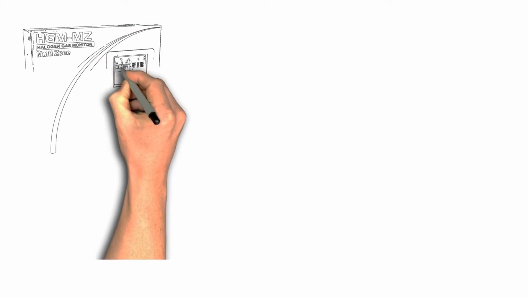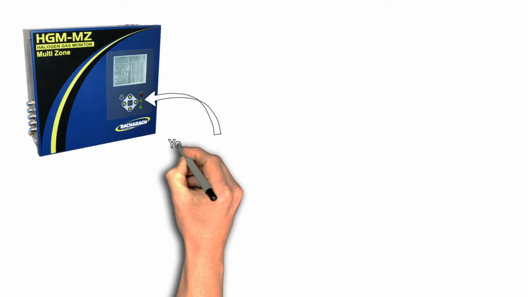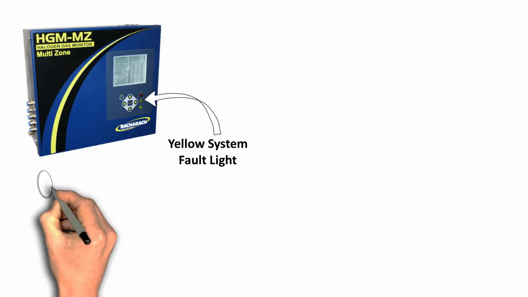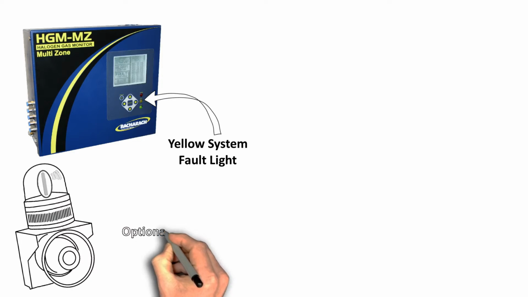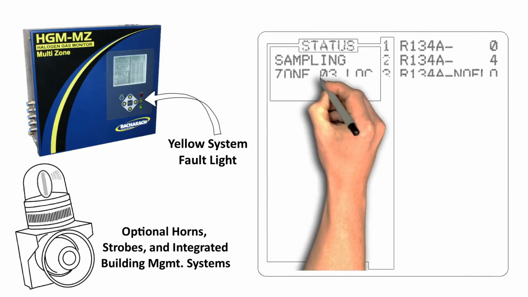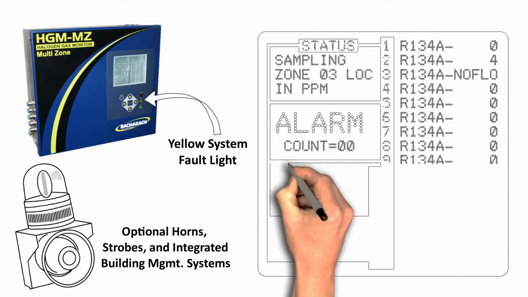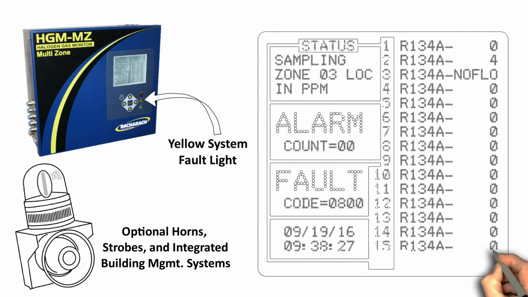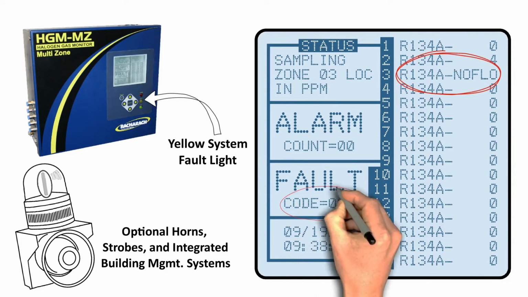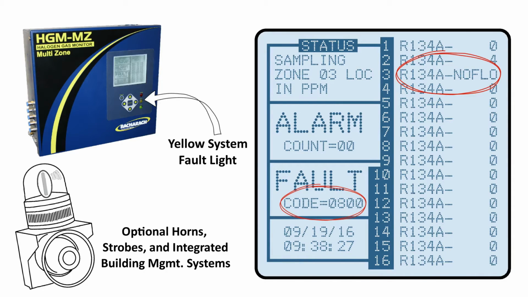The multi-zone gas monitor alerts you if a fault exists. The yellow system fault light is one indicator. Other alert devices may include optional horns, strobes, and even integrated building management systems. In the case of a no-flow zone fault, the word no flow will appear next to each affected zone on the front panel display. The display will also show a fault code that indicates one or more no-flow zone faults.